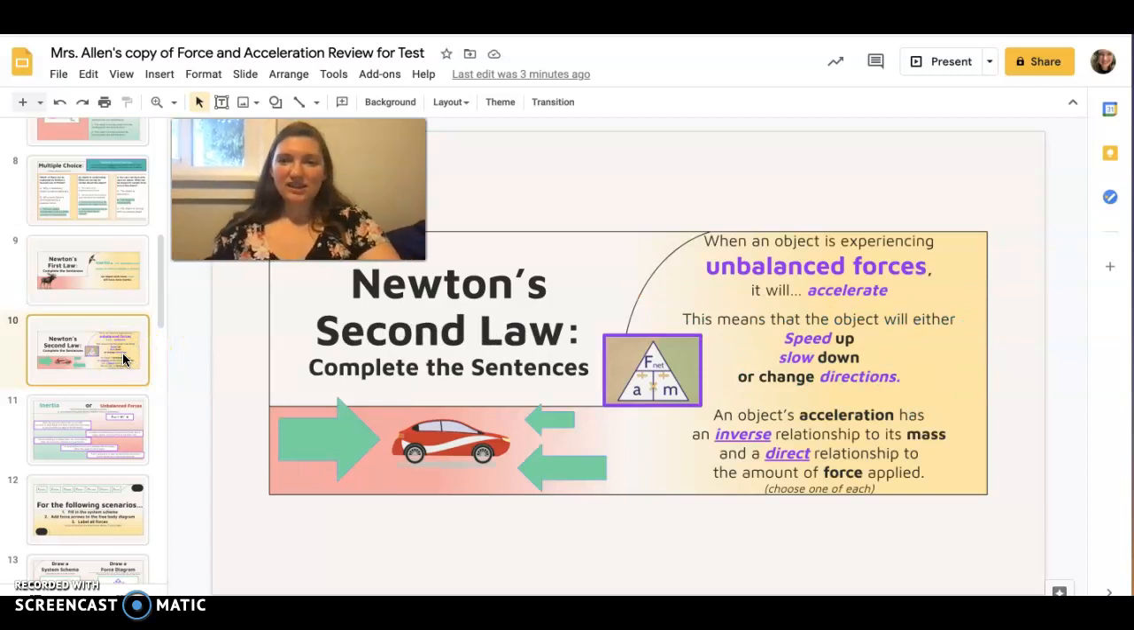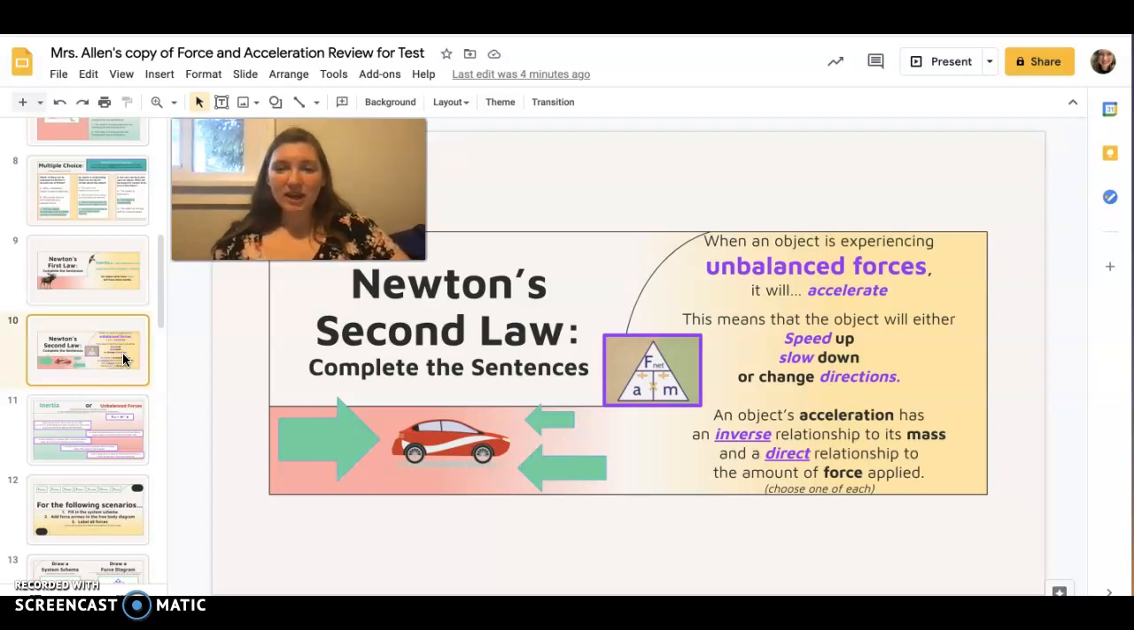Newton's second law says that when an object is experiencing unbalanced forces, it's going to accelerate. And this means that the object will either speed up, slow down, or change directions. An object's acceleration has an inverse relationship to its mass, meaning if you are pushing a fridge and a shopping cart with the same amount of force, the fridge is going to move slower, right? Pushing a fridge and a shopping cart with the same amount of force, the thing with more mass is going to have less acceleration. That's an inverse relationship.